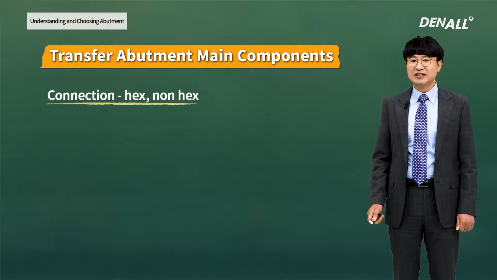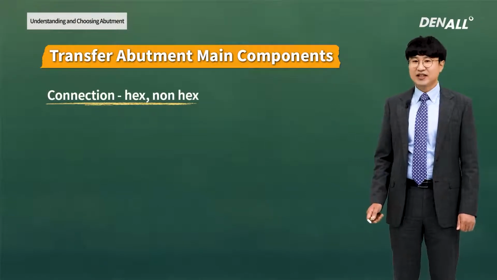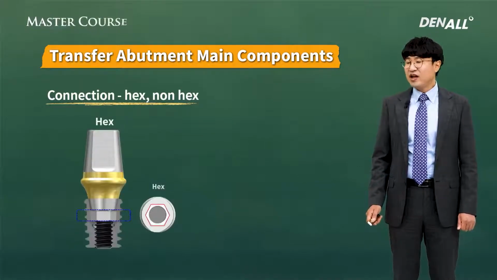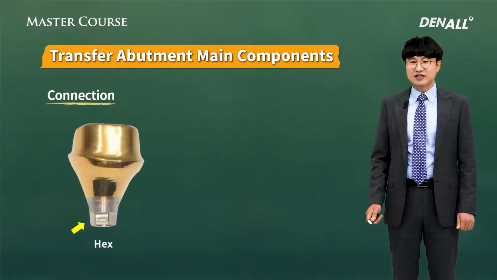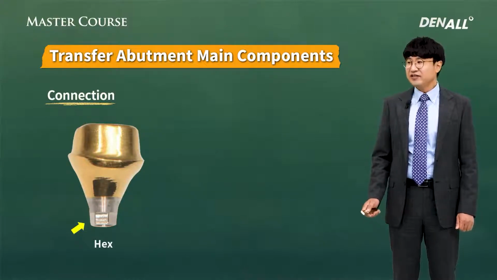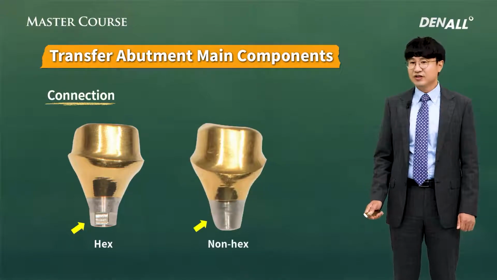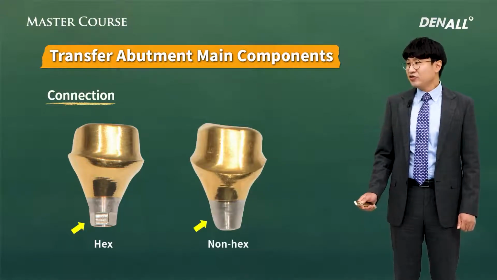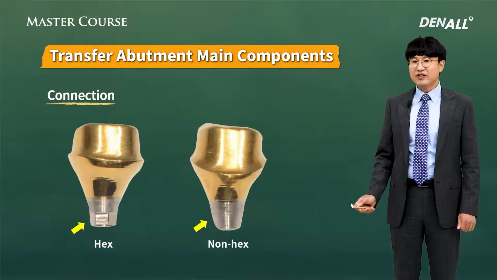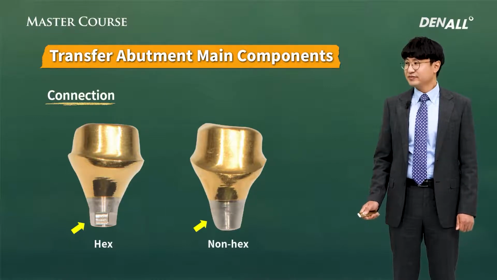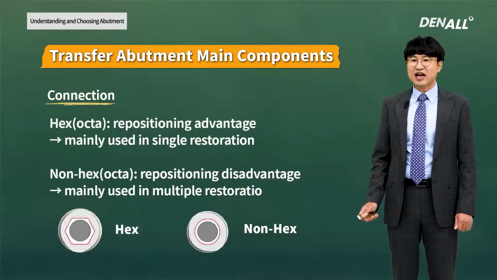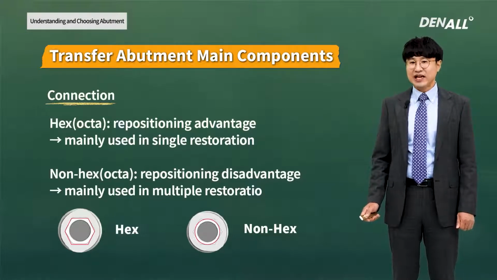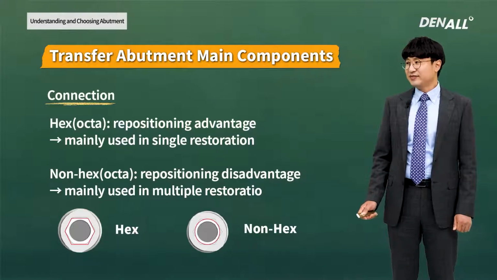Next, we need to consider connections. Connections can be divided into the hex type and the non-hex type. As you can see, the hex type has the shape of a hexagon. On the right-hand side, the non-hex type is not shaped like a hexagon. The biggest advantage of hex type is that it can be repositioned, and it is mainly used in the single tooth restoration.